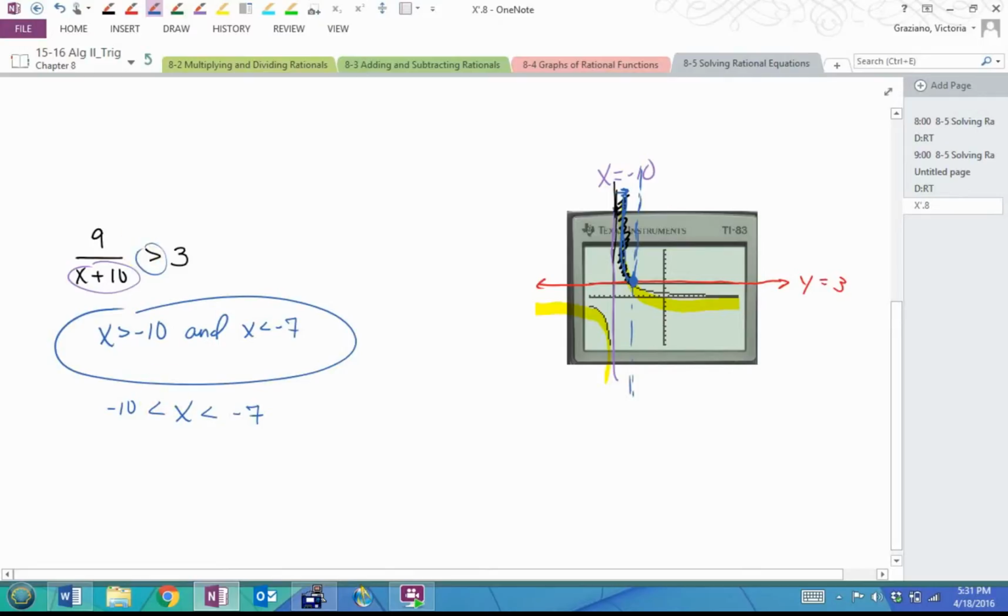So solving rational inequalities is all about just using the graph. If you want to talk about the algebra sometime, I'd be happy to talk to you about that. But just some thoughts on solving with your graph.